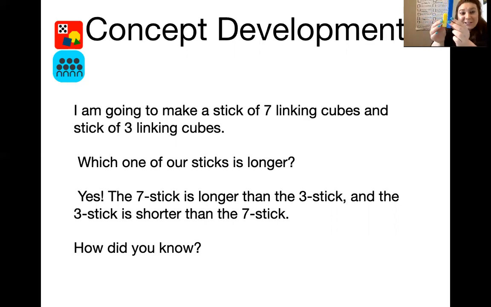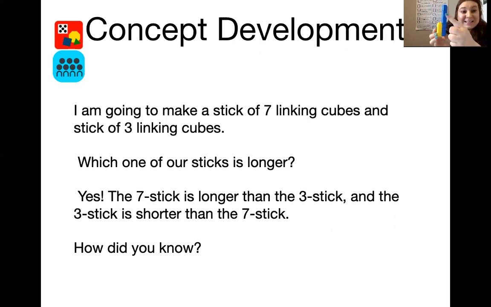Scholars, when we compare lengths, what do we need to do first? Great job. I need to make sure that the bottoms line up. So my linking cubes are lined up at the bottom. Now, which stick is longer, the 7 stick or the 3 stick? Great. The 7 stick is longer than the 3 stick.